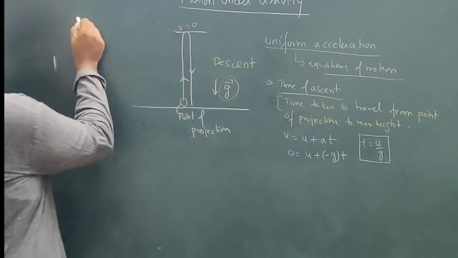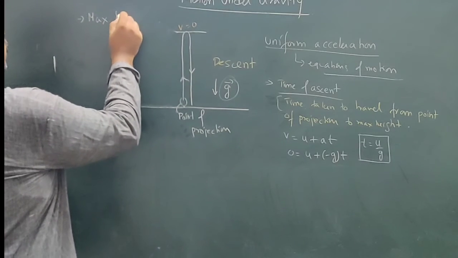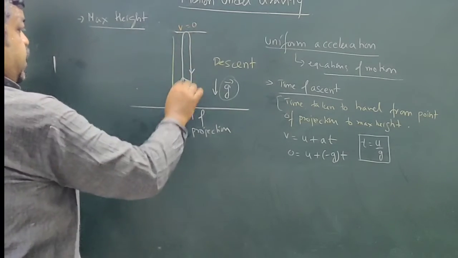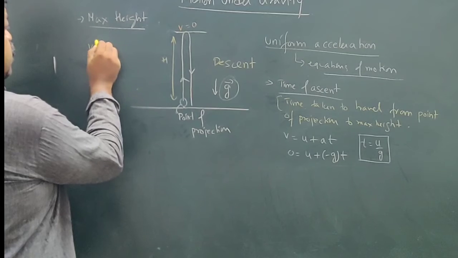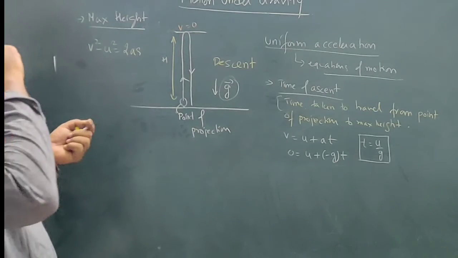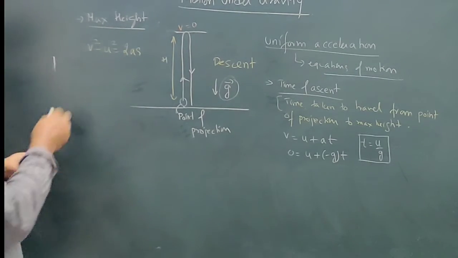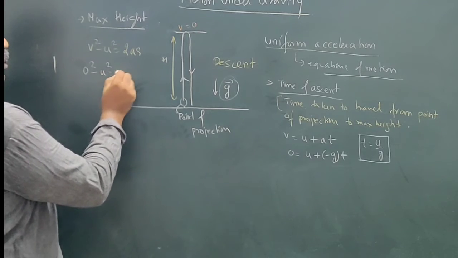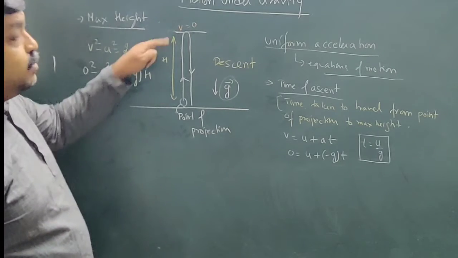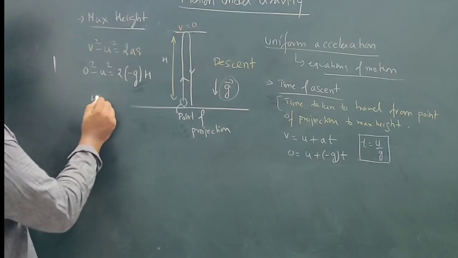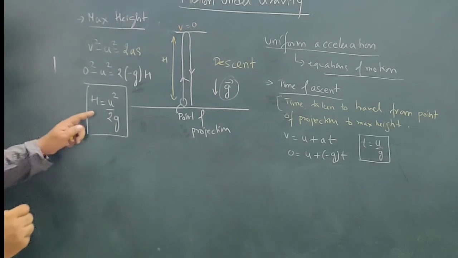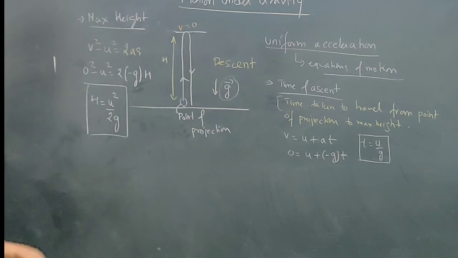Expression for maximum height. Now suppose this is the maximum height h. If we use the equation v² - u² = 2as, v, the final velocity, is 0. So 0² - u² = 2(-g)h. Here a is -g, s is h, the displacement. So from this we have h = u²/2g. This is the expression for maximum height attained.